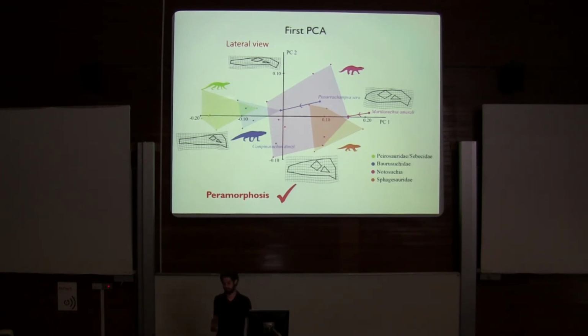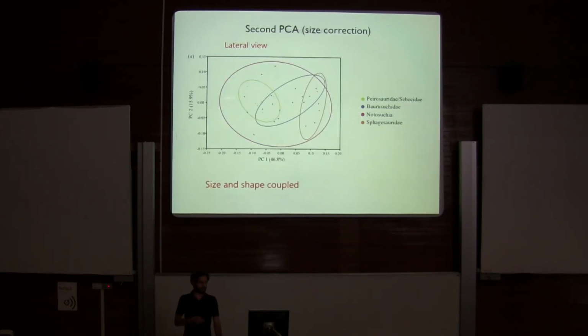And another cool result that we got was after size correction, so after removing the effect of size in our data, the differences in shape vanished, so they disappeared. So we can see that the baurusuchids in blue are inside the pink morphospace of the other Notosuchians. So after this, we can say that size can explain most of the shape variation that you were seeing before, and so size and shape are coupled.